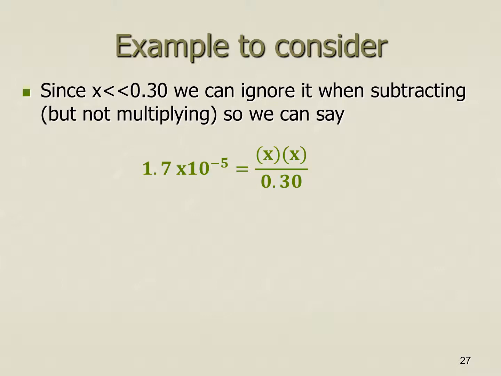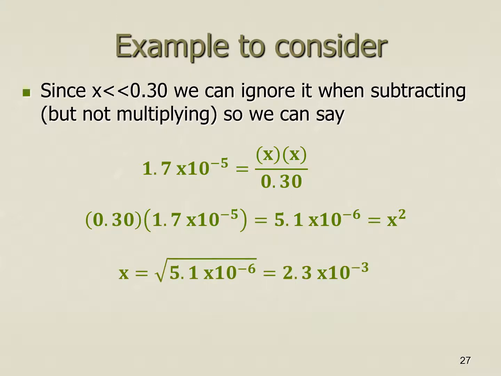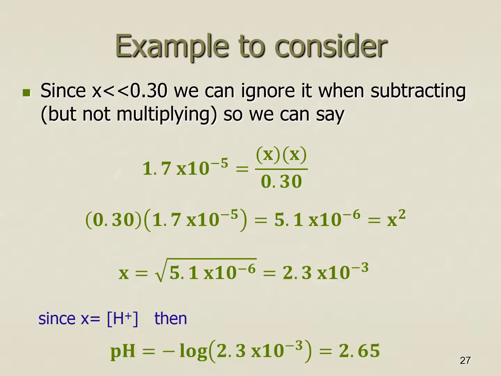So if you multiply both sides by 0.3, you get 5.1 times 10 to the minus 6 equals x squared. And then if you take the square root of both sides, you get x equals 2.3 times 10 to the minus 3, 0.0023. And if you were telling me concentration, you would use molar. So since x equals H plus, then we can find the pH. It's the negative log of 2.3 times 10 to the minus 3, which is 2.65. So we can find our pH.